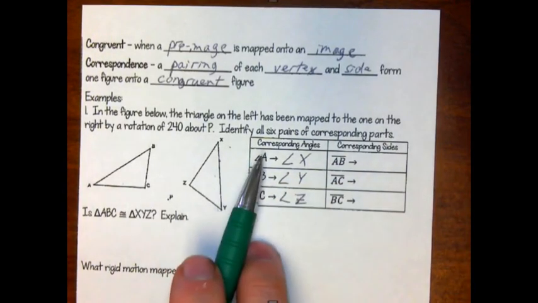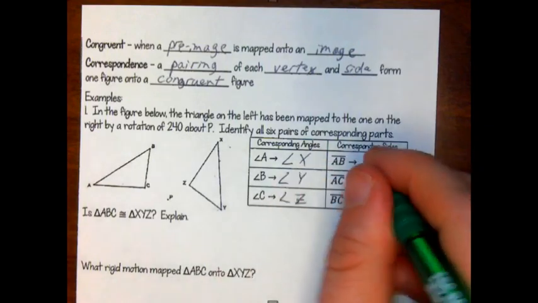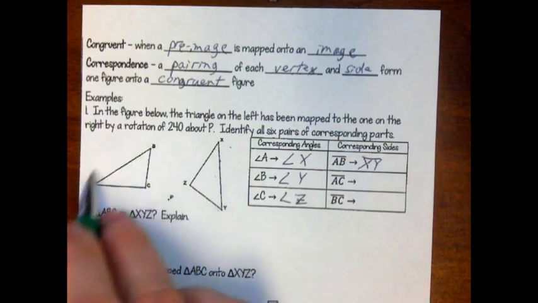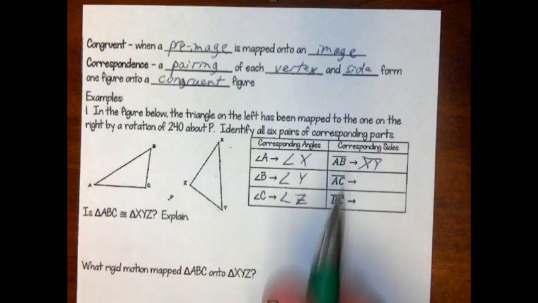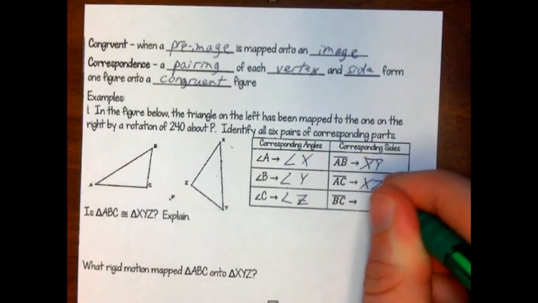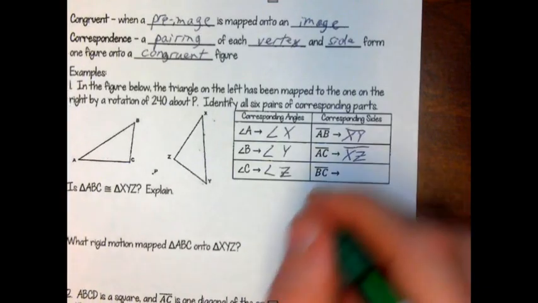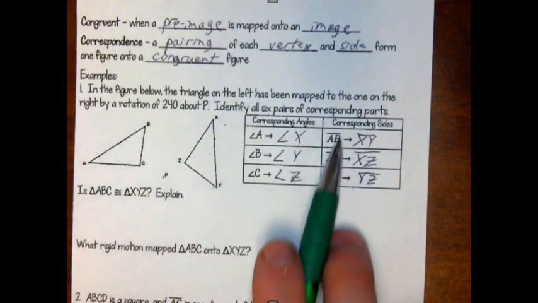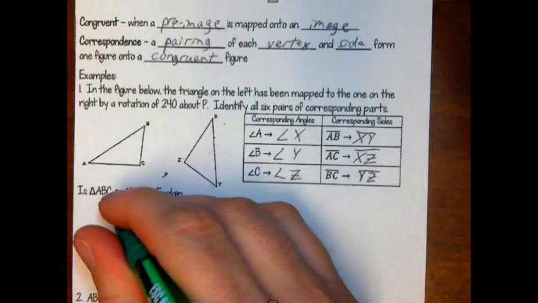And because angles A and B correspond to angles X and Y, side AB corresponds to side XY. But we could also look at how side AB has been rotated around and see that it matches XY. Side AC corresponds to side XZ, and side BC corresponds to side YZ. Now that we see that all 3 angles correspond and all 3 sides correspond, is triangle ABC congruent to triangle XYZ? Yes.